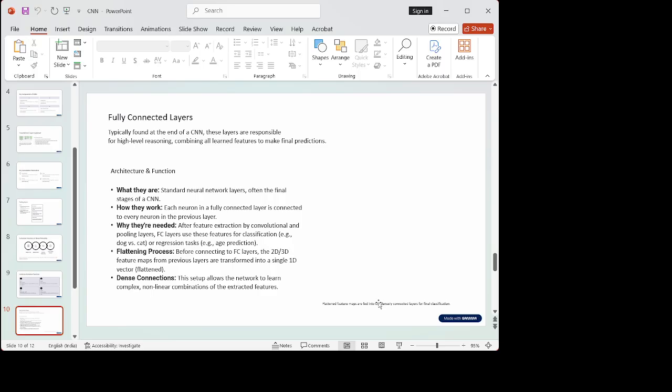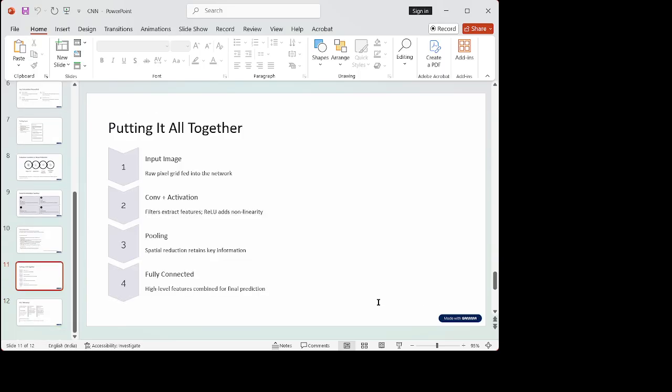Flattening means that before connecting to the final fully connected layer, the 2D or 3D feature maps from previous layers are transformed into a single 1D vector. Dense connections: this setup allows the network to learn complex and non-linear combinations of the extracted features.